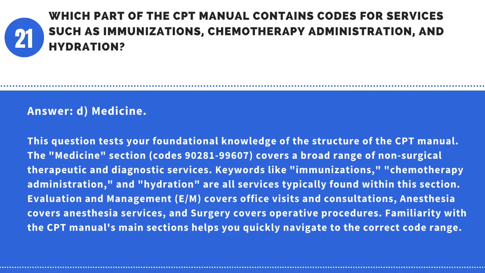The medicine section, codes 90281 to 99607, covers a broad range of non-surgical therapeutic and diagnostic services. Keywords like immunizations, chemotherapy administration, and hydration are all services typically found within this section. Evaluation and management, E/M, covers office visits and consultations, anesthesia covers anesthesia services, and surgery covers operative procedures. Familiarity with the CPT manual's main sections helps you quickly navigate to the correct code range.